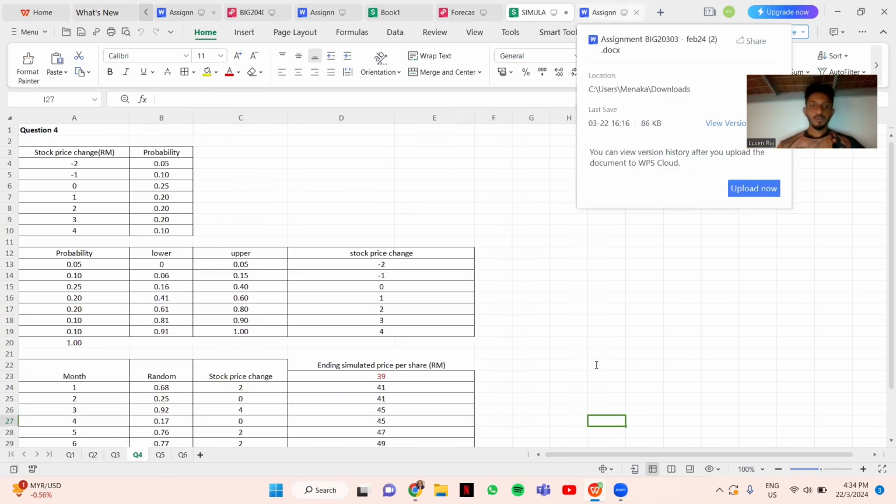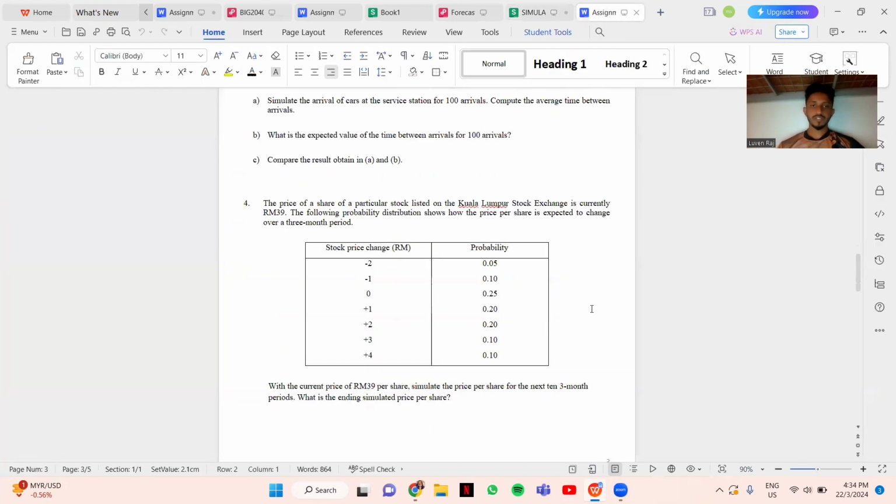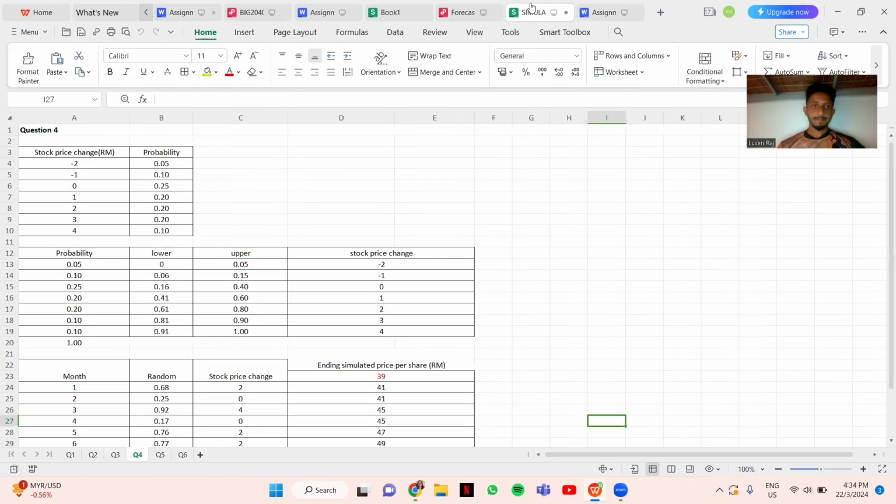So moving on to question 4, the price of a share of a particular stock listed. The stock price and the probability have already been given. So the probability, lower, upper. We have to count the probability and upper first. As I also mentioned before, I use the formula C13 plus A14. So I got this.